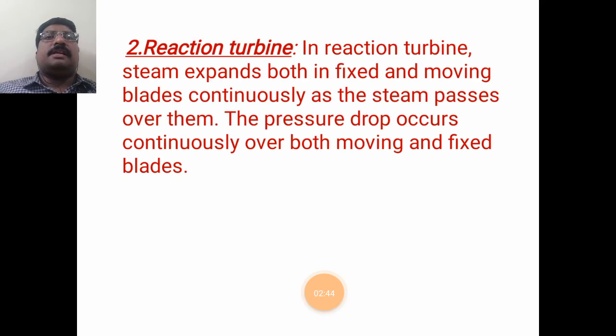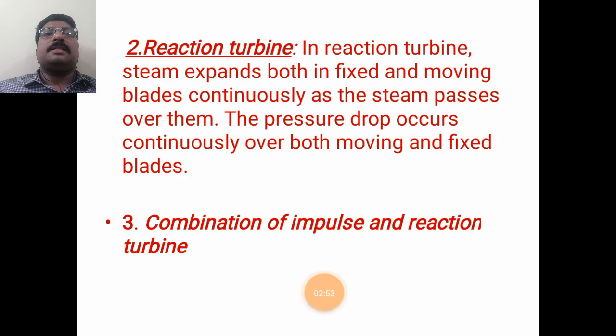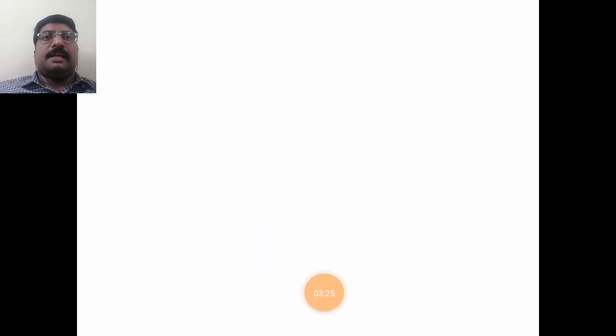The next type is the reaction turbine. In a reaction turbine, the steam expands in both fixed and moving blades continuously as it passes over them. The reaction turbine consists of a set of fixed blades and moving blades. In both, expansion of steam takes place, and finally, after leaving the turbine, the pressure drop occurs. The next one is the combination of impulse and reaction turbines, which consists of a fixed nozzle and sets of fixed and movable blades, combining impulse and reaction.